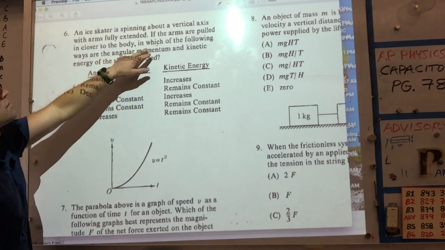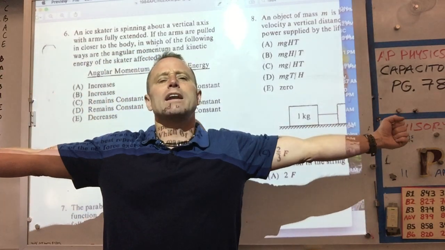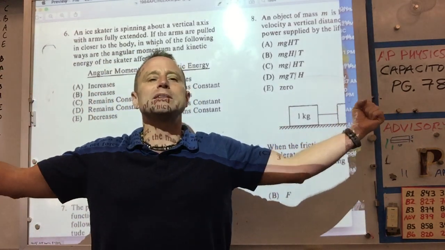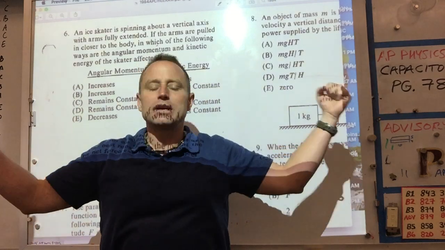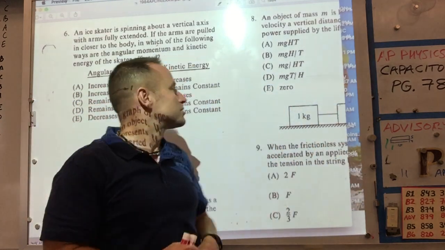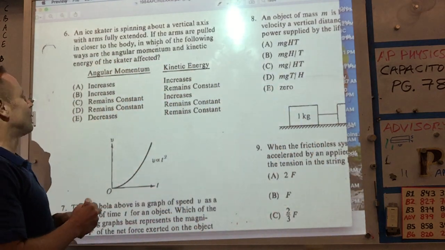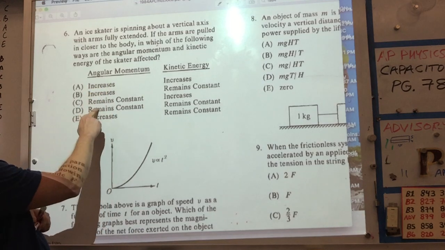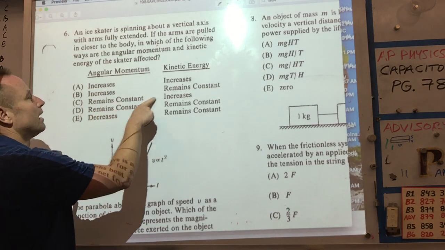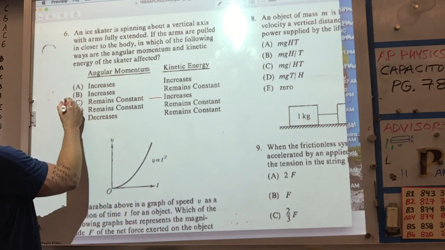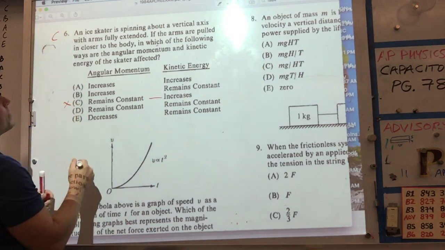As far as the kinetic energy, when the skater pulls his or her arms in, that's basically doing work. So you're pumping joules into the system, and the kinetic energy of the skater is going to go up. So the right answer is that the angular momentum is constant, but the kinetic energy is increasing. So that's going to be C. 6 is going to be C.